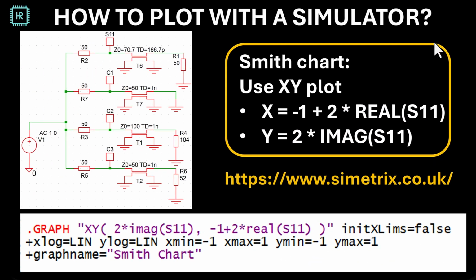So how can we make these plots? You can use these two formulas. Basically, you can get the x-coordinate of a Smith chart if you do -1 plus 2 times the real value of S11, which is this voltage here. And you can calculate the y-axis by taking 2 times the imaginary value of S11. So it's really very simple.